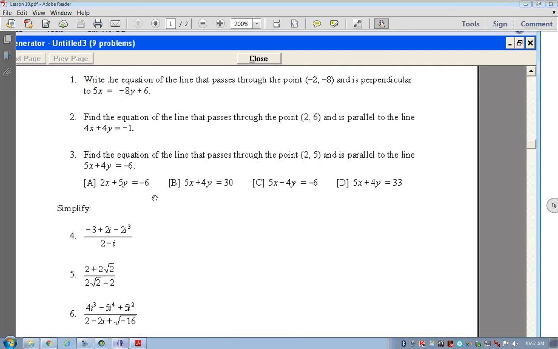Okay, number 2, find the equation of the line that passes through (2, 6) and is parallel to this line. In that case, we're going to keep the slope, right? And then we'll interject our numbers in. Let's see, I want to see if there's maybe a little bit quicker way into this. There's not anything that I'm necessarily seeing. No, because we're not working with that. So here we've got 4x + 4y = -1.